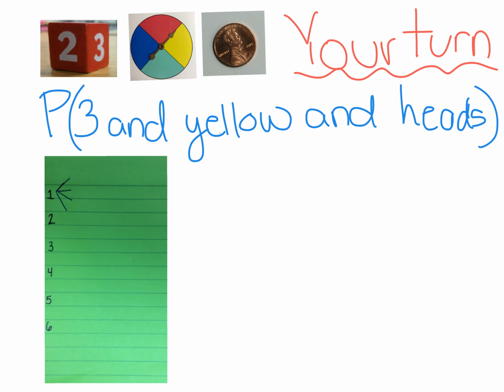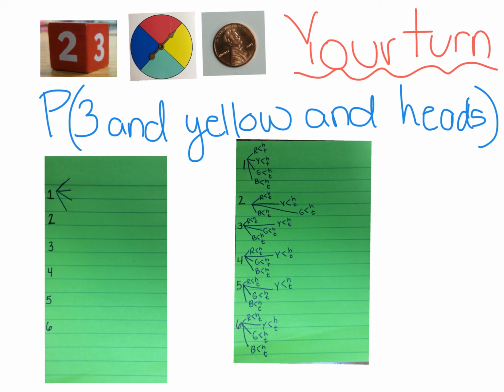Okay, not sure where to start? I started with the dice, or the number cube, and I wrote down the outcomes you could get: a 1, a 2, 3, 4, 5, or 6. And then I'm going to the spinner. How many outcomes are there? There's 4. So my 1 has 4 branches coming off. What's going to go with those 4 branches? See if you can figure it out.